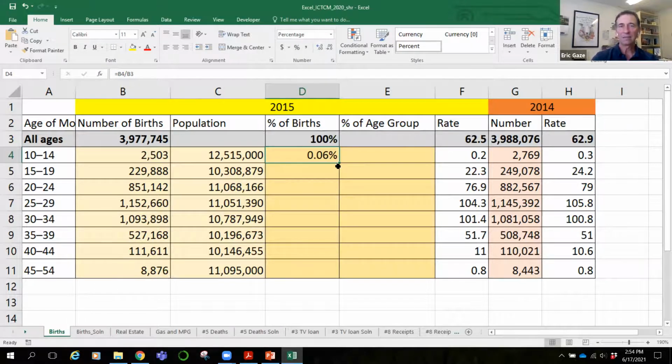So now I can see that this number of births for 10 to 14-year-olds is only 0.06% of the total number of births. But if I fill down, I immediately get an error. And again, this is great problem solving, right? Like what just happened? There's algebraic reasoning that has to take place where the student has to think, oh, I want to divide the 229,888, not by the cell before it, but by the 3.9 million.